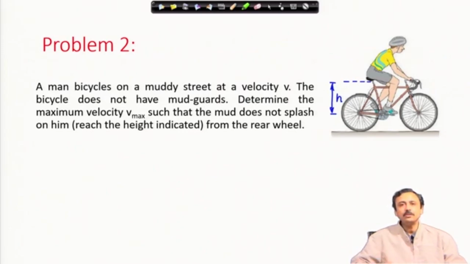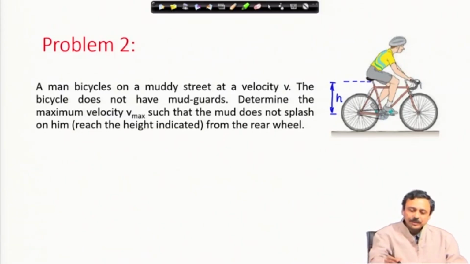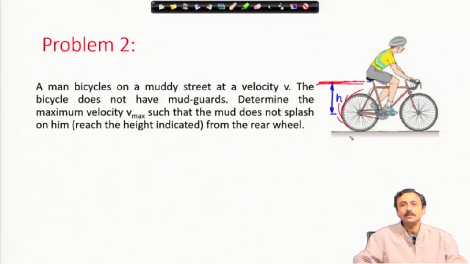This is a common problem we face if we do not have mud guards, and if you are bicycling on a muddy road, then this mud gets splashed. We have to find out what should be the maximum speed so that it does not splash. Now, to simplify the problem, I have asked what should be V max so that this height is the maximum height reached by any mud particle starting from anywhere on the rim of the rear wheel. So, I consider that from all points on the rear wheel, mud will be splashed.